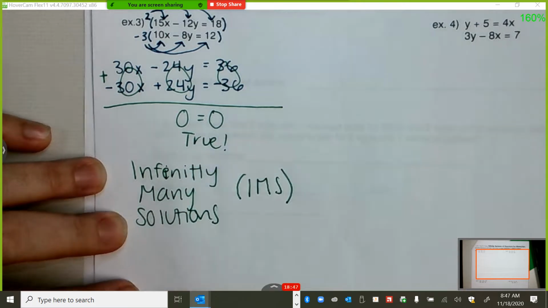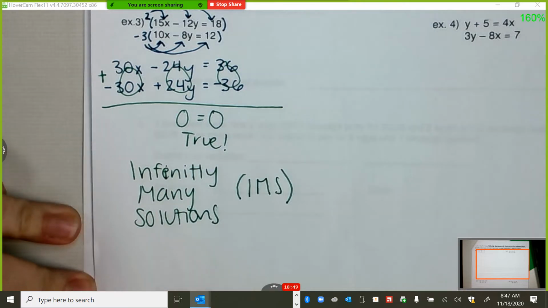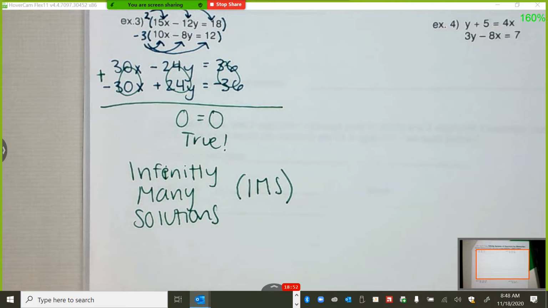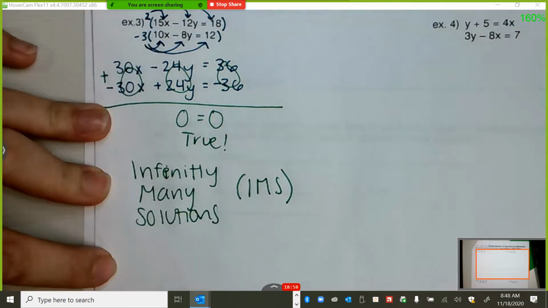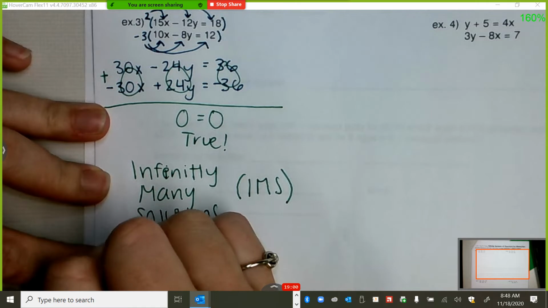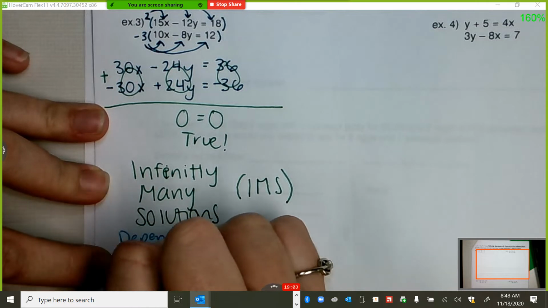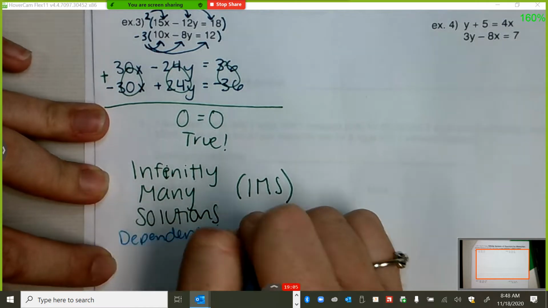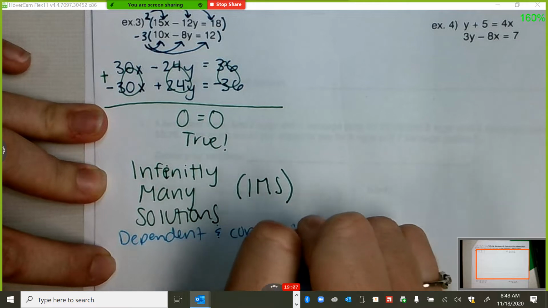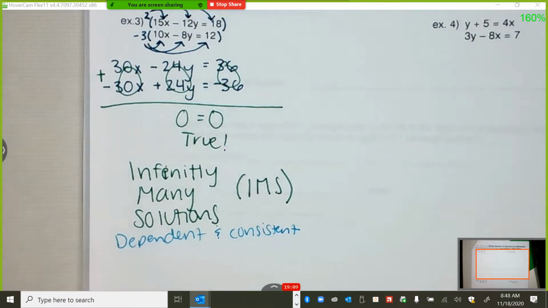IMS is another way to say this. And what kind of solution is this system then? Dependent. So this is dependent, and it's still consistent. Why? Because it has solutions, at least one. It's dependent because all the solutions are solutions. Everything's a solution. But it's consistent because there is a solution.